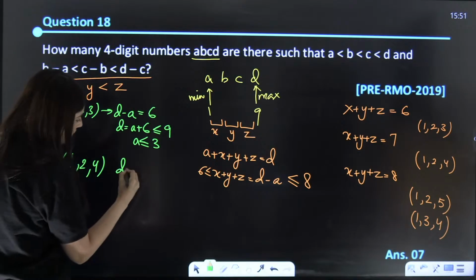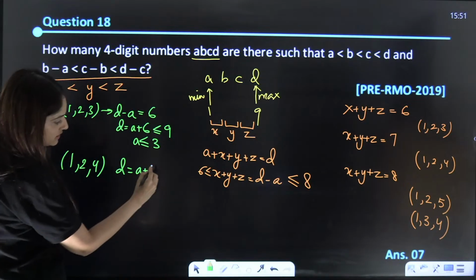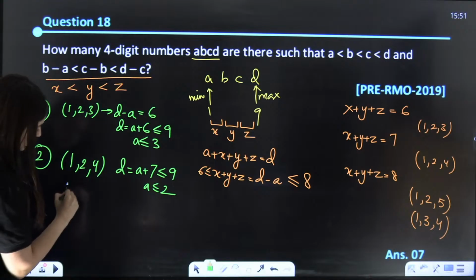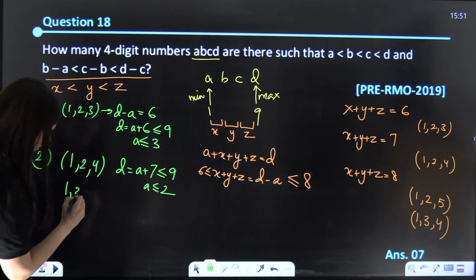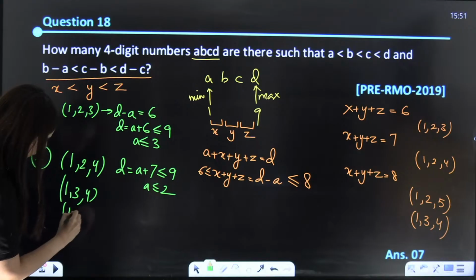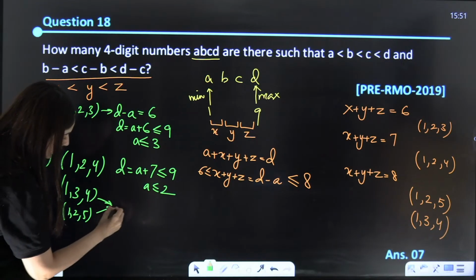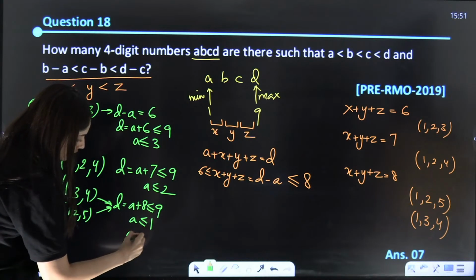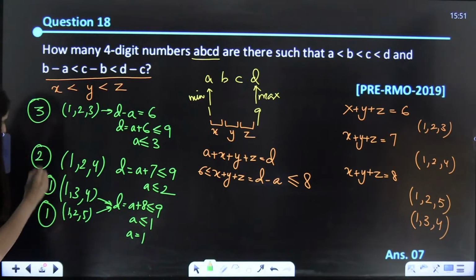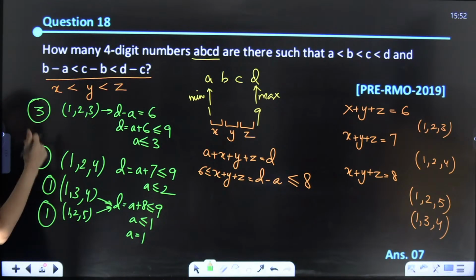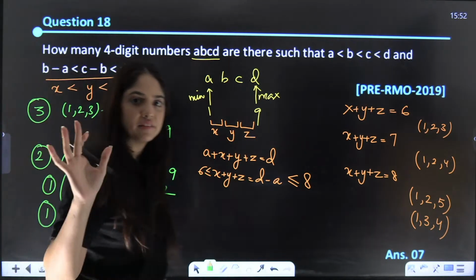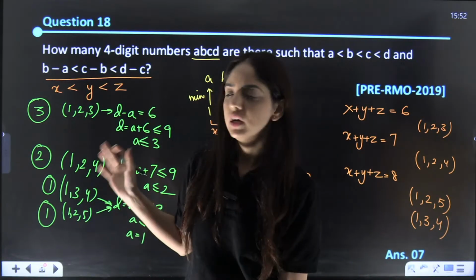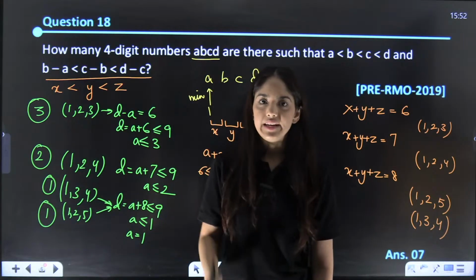1, 2, 4: D is equal to A plus 7, which is less than or equal to 9. So, A is less than or equal to 2. So, 2 possibilities. Then, for both 1, 3, 4 and 1, 2, 5, D is equal to A plus 8. So, A has to be 1. So, we get 1 for this, 1 for this. So, 3 plus 2, 5 plus 1, 6 plus 1, 7. So, 7 possibilities are there. Like this, you can calculate for even a larger number, but this will make sure that you do not miss any case. Alright.